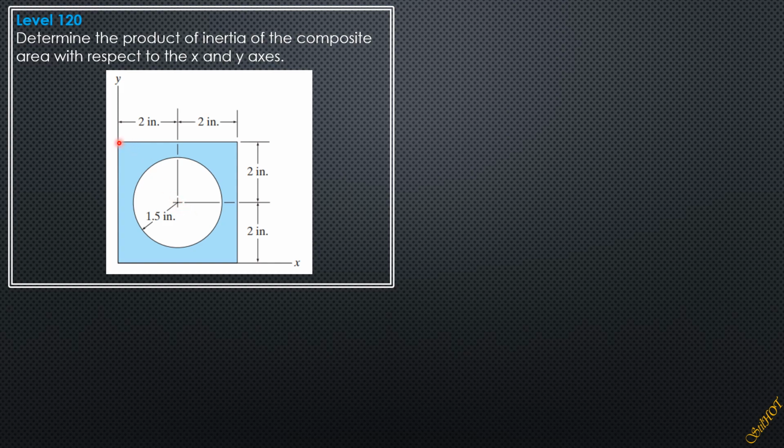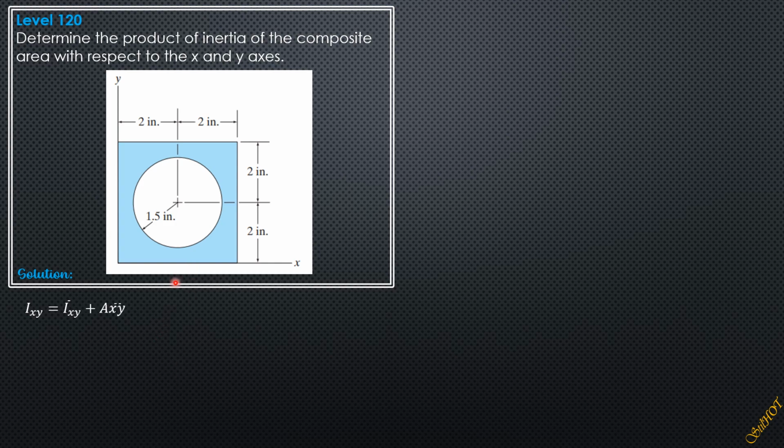Ixy equals moment of inertia of this square with respect to the centroid, which is 0, plus area, which is 4 squared, x bar is 2, y bar is also 2. Then minus the moment of inertia of this circle, which is with respect to the centroid 0, then area pi times 1.5 squared, x bar is 2, y bar is also 2. So Ixy equals I bar xy plus area times x bar times y bar.